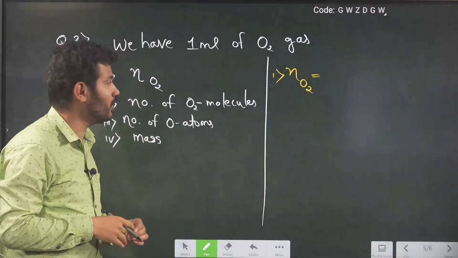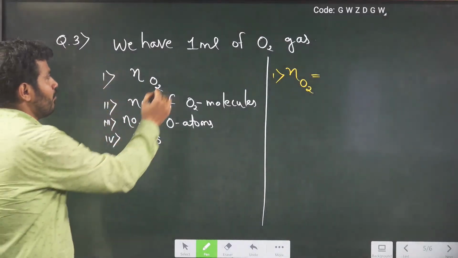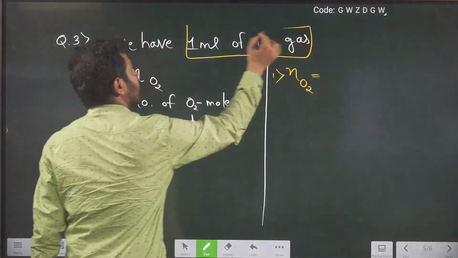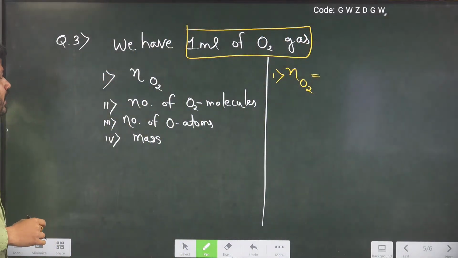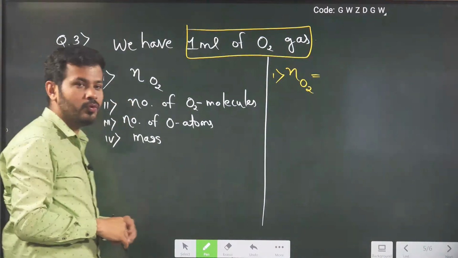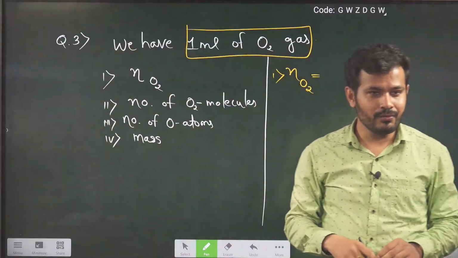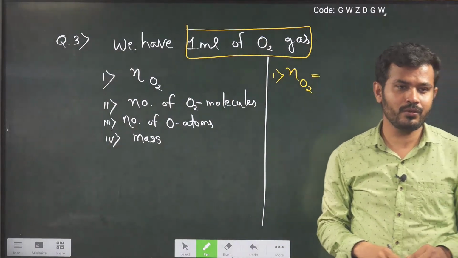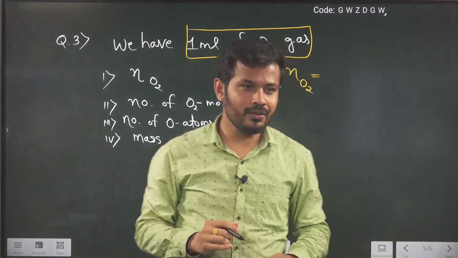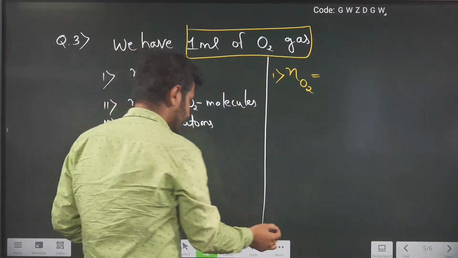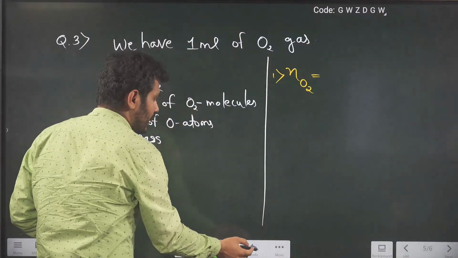Please focus here now. We have 1 ml of O2 gas. We are going to calculate the number of moles of O2. What is the formula we are going to use? Yes, the volume-related formula. Very good. So I will solve by the unitary method.